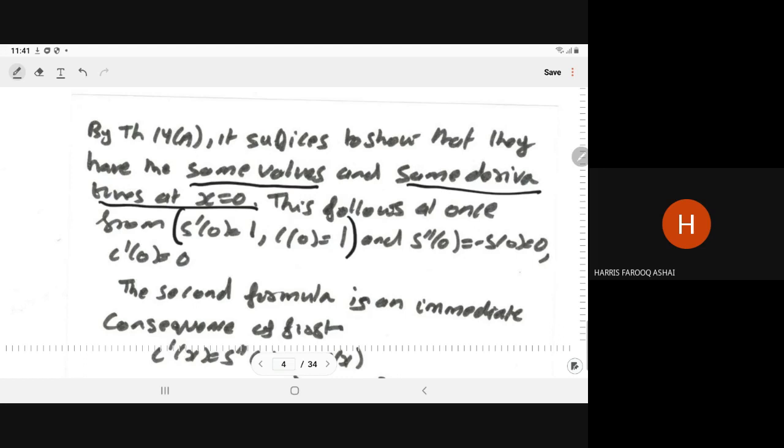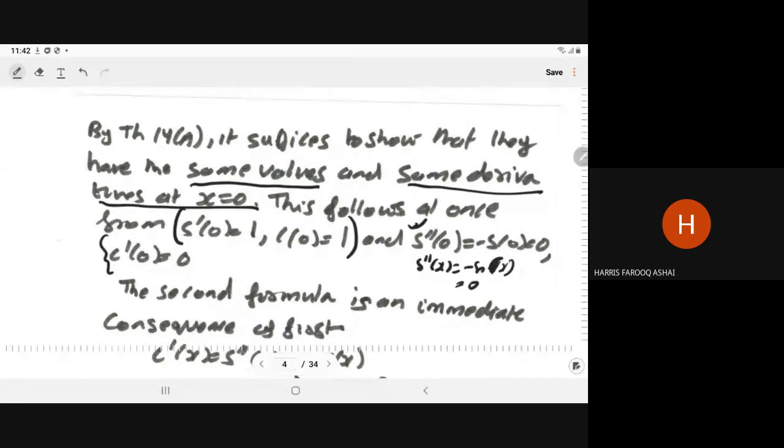Then s double dash x is equal to minus of sx, and at x equal to 0, s0 is given as 0, so this will become 0. So s double dash 0 is equal to minus of s0, which is equal to 0. And it is given to you that c dash 0 is equal to 0.